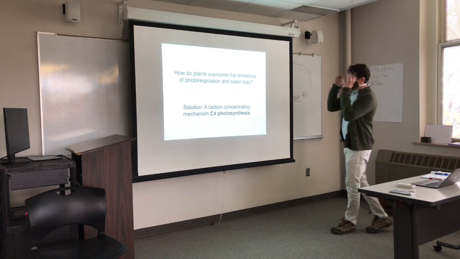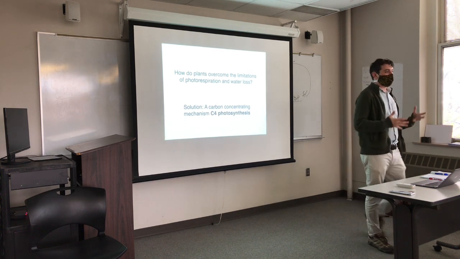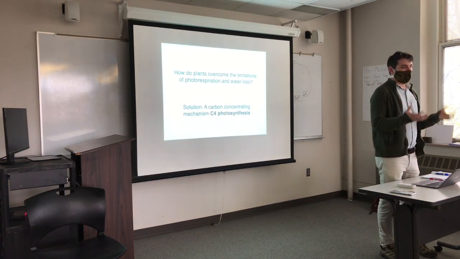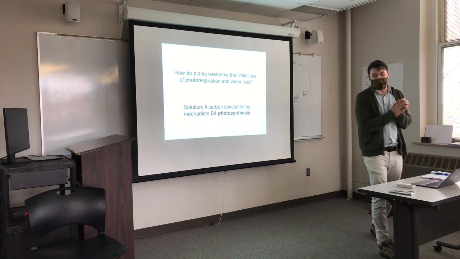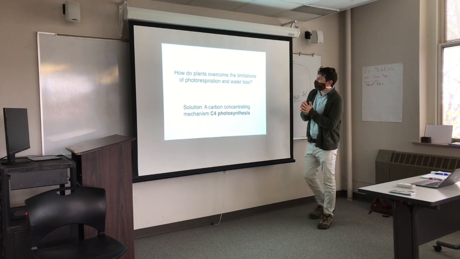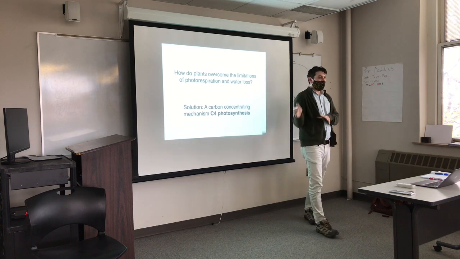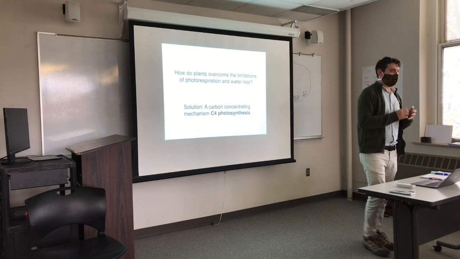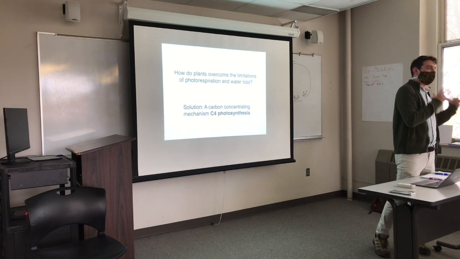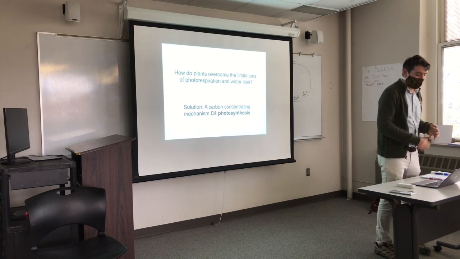So, how do plants overcome the limitations of photorespiration and water loss that are imposed on them by having to regulate only their stomata opening and closing? That's the question. And the solution is a carbon concentrating mechanism that avoids the risk of Rubisco fixing oxygen. It concentrates the carbon dioxide so that Rubisco is only exposed to the carbon dioxide, and the risk of photorespiration is thus low.